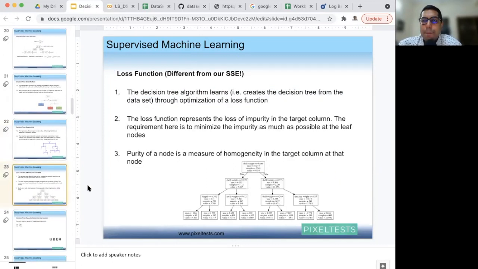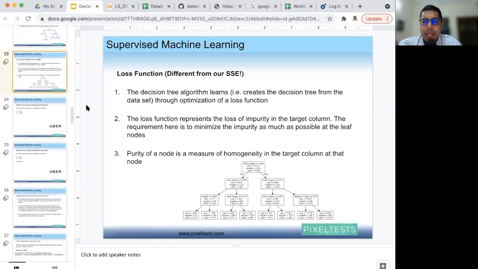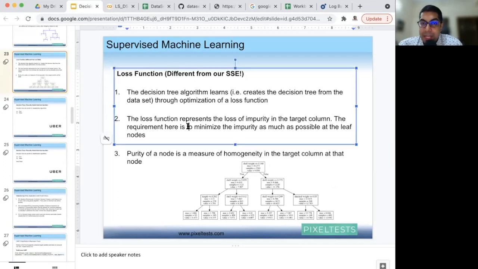Now, what might be important to us is the loss function. Turns out the loss function is not our sum of the square errors. Have you seen the sum of the square errors? Yes, we have seen the sum of the square errors in linear regression, right? So this is one of the first algorithms that has slightly different and also very slightly similar loss functions. See, the loss function represents the loss of impurity in the target column, right? The requirement here is to minimize the impurity as much as possible at the leaf nodes. So, like I said, the greedy picking of the algorithm itself is the loss function.